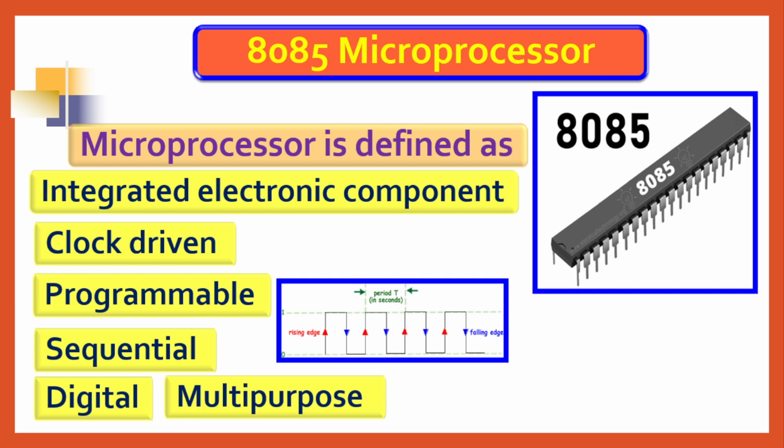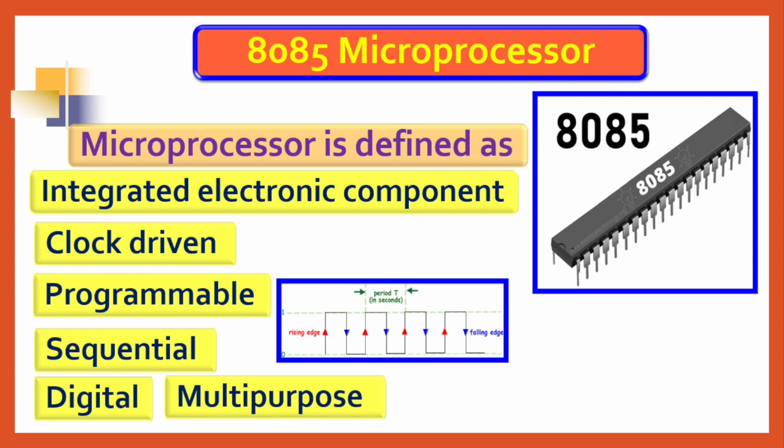So this is about definition. We can say that it is a physically integrated circuit. It's clock driven. Based on the clock frequency, the speed of the device varies. It is a programmable device. We can change the function based on our required program. It is sequential: automatically it will fetch all the instructions and execute without any external interference.